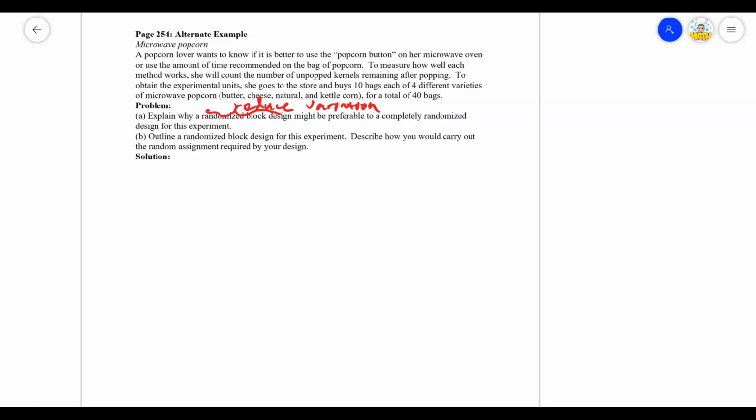Think about a metric like standard deviation. If we found the average number of kernels per bag and we never separated by butter, cheese, natural, and kettle, we would have a much higher standard deviation in that bigger group than if we broke them up into smaller groups first. So when you have less variation, a lot of times it allows you to make better conclusions, to see the results more clearly and control for those outside variables.